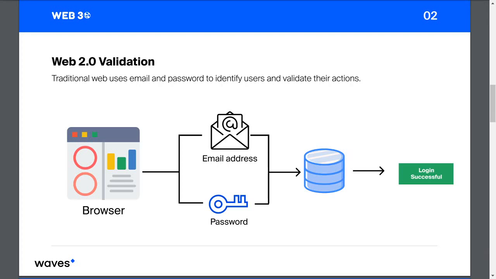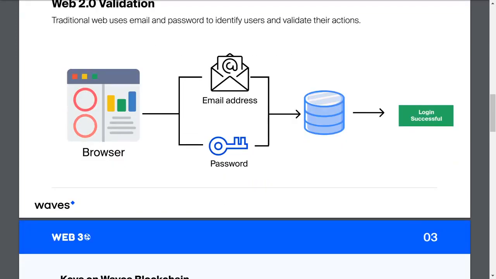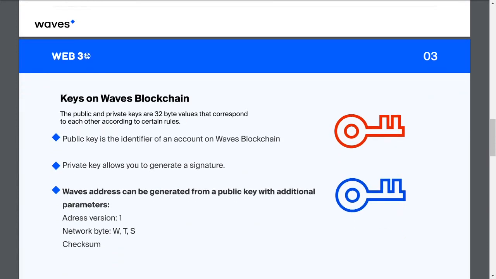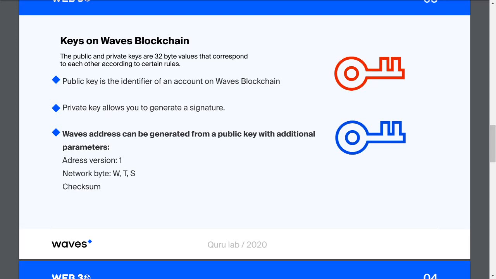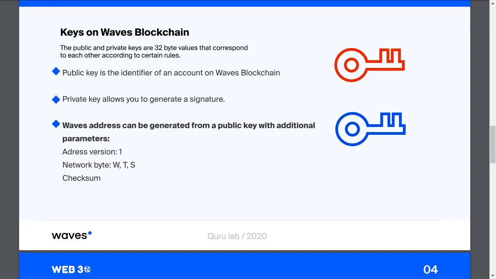Now, this is what Web 3.0 does differently. It doesn't have a central point whereby an entity can come and delete your account. So let's look forward and see how Web 3.0 does this better. But before that, we have to understand keys on the Waves blockchain. Here we are talking about the public key and the private key. Okay, I will use a bank account to illustrate this.